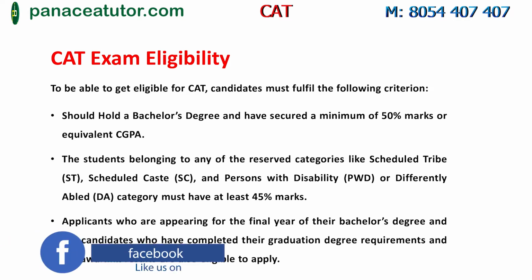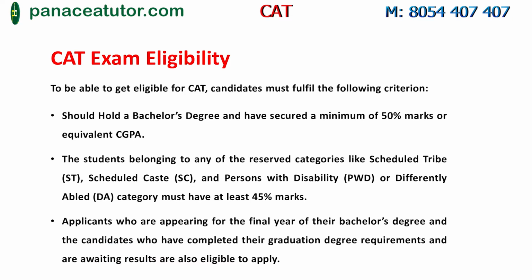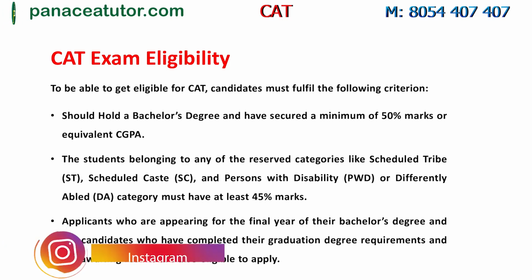this exam. To be eligible for CAT, the candidate must hold a bachelor's degree and have scored a minimum of 50% marks or CGPA. Students belonging to any of the reserved categories like SC, ST, and person with disability or differently abled category must have at least 45% of the marks. Applicants who are appearing for the final year of their bachelor's degree, and who have completed their graduation requirements and are awaiting results, are also eligible to apply.